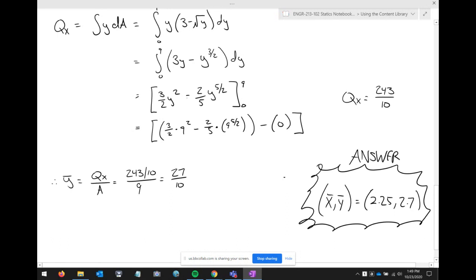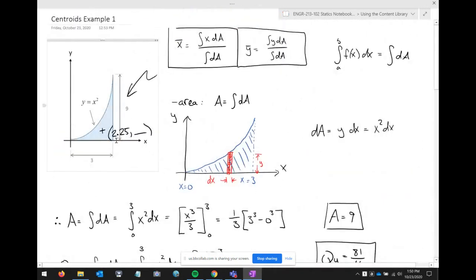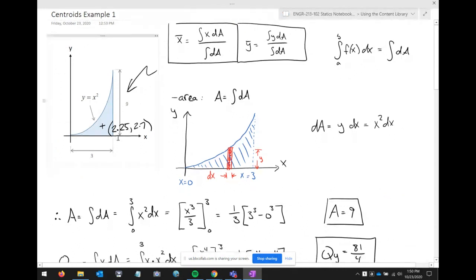I'll move this down here. All right. I know we've got a couple minutes. What do you think? Any questions? So if you go back up here, the coordinates of that point are 2.25, 2.7. If I were to break out a 3D printer and print out that shape and stick that on the head of a pin at those coordinates, it would balance.